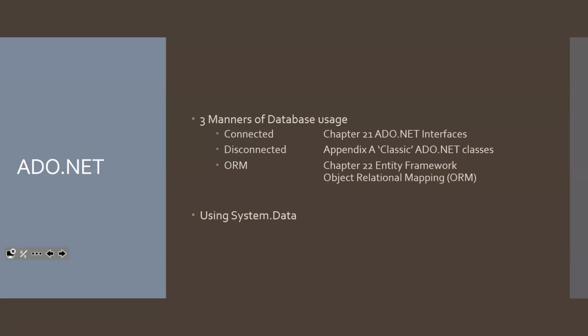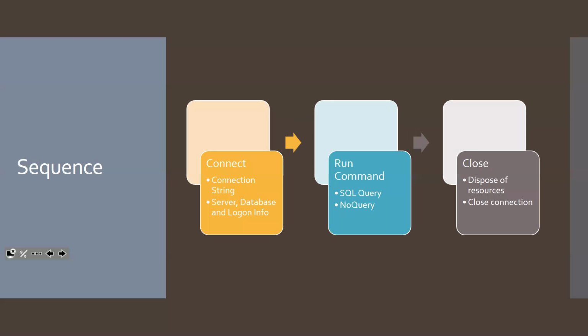Now, all of these types of data access have to have the using System.Data specification. That's where all of these data objects are. And they all have to do things in a certain sequence. No matter which method we use to access the database, we've got to connect. When we connect, we're going to be using a connection string. That connection string is going to say, where's my database server? What's the name of my database on that server? And how do I log on to that server?